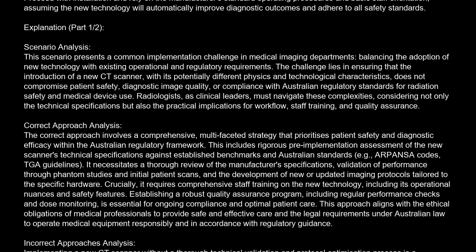Crucially, it requires comprehensive staff training on the new technology, including its operational nuances and safety features. Establishing a robust quality assurance program, including regular performance checks and dose monitoring, is essential for ongoing compliance and optimal patient care. This approach aligns with the ethical obligations of medical professionals to provide safe and effective care and the legal requirements under Australian law to operate medical equipment responsibly and in accordance with regulatory guidance.